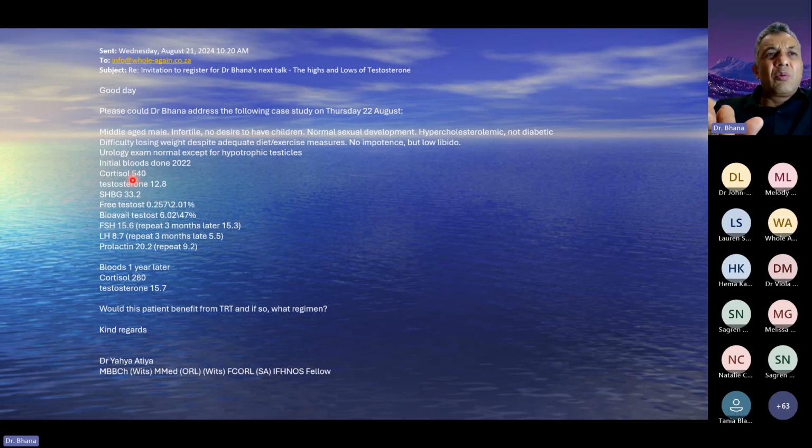And this client, the cortisol was 540, though I am not privy to how it was taken. It was done in 2022, hopefully in the morning. And so early morning cortisol, this is a bit on the high side. Testosterone was 12.8, normal's 12 to 27. Sex hormone binding globulin was 33. Here, the free calculated testosterone index was low. FSH and LH were not low, so that means this was not hypothalamic or pituitary in nature. And the prolactin was 20 and it was repeated, it was 9.2. The doctor doesn't say what was done.